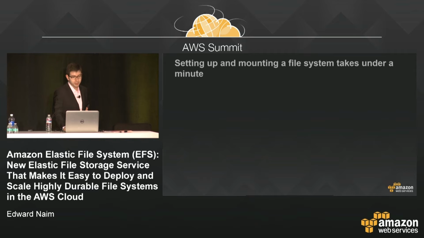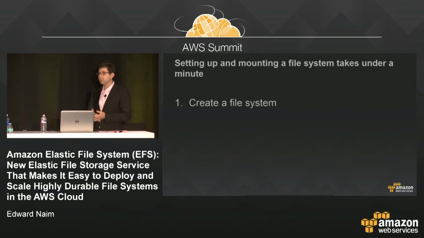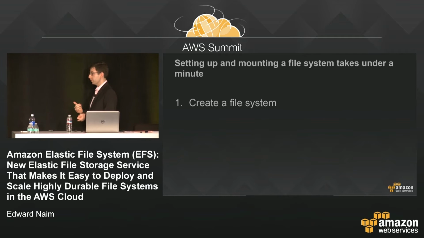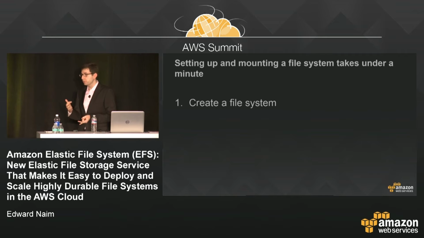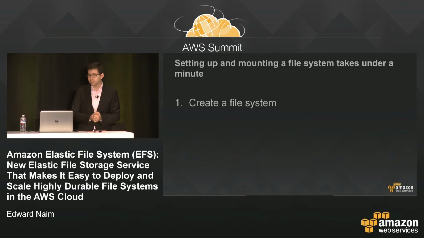So what are the steps to set up and get access to a file system? Well, first, you create a file system. And creating a file system is a simple API call. And again, you can use the console, you can use the CLI, or you can use the SDK to make that API call.